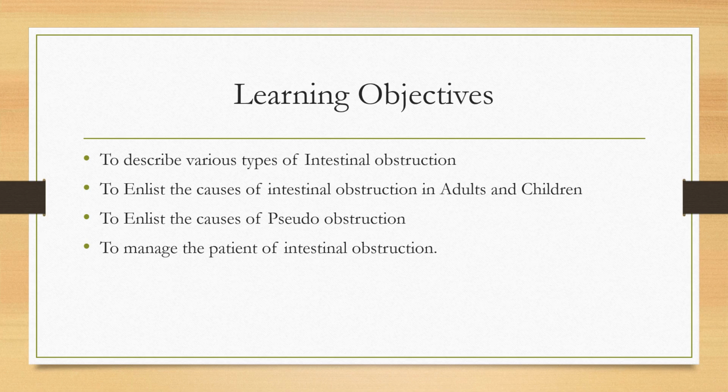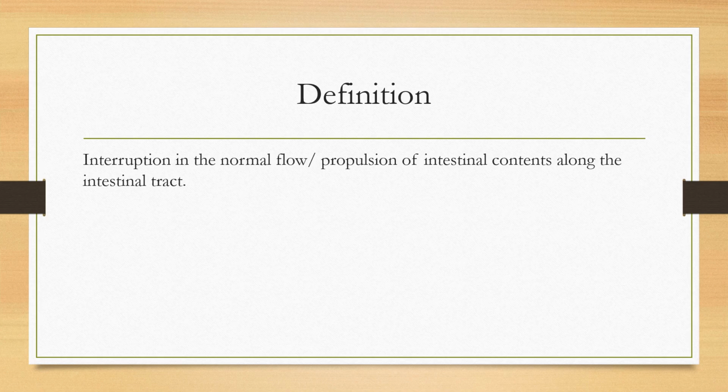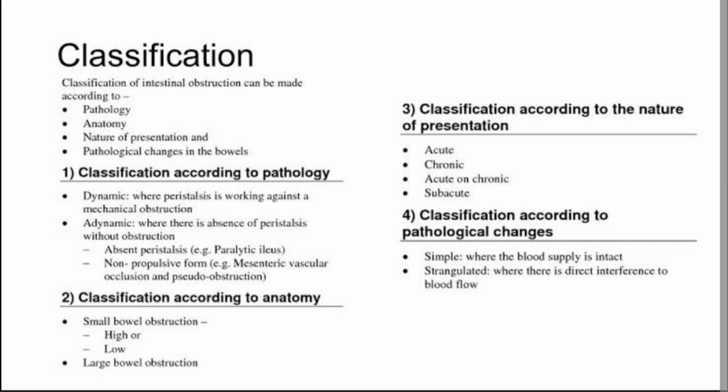So what is intestinal obstruction? As the name suggests, it is the interruption in the normal flow or propulsion of intestinal contents along the intestinal tract. We have different types of classification of intestinal obstruction. We can classify it according to the pathology, according to the anatomy, the nature of presentation, and the pathological changes in the bowels.